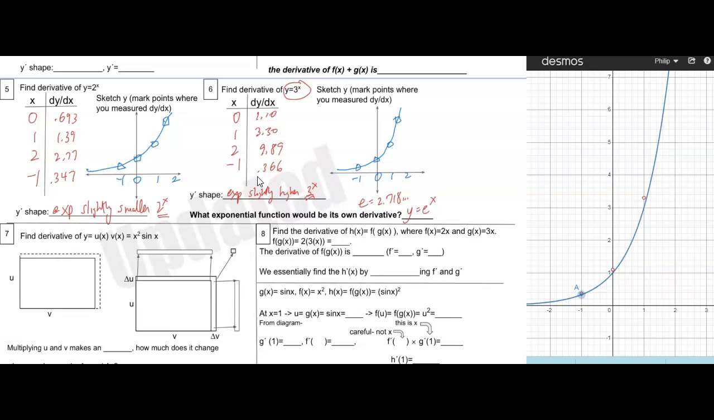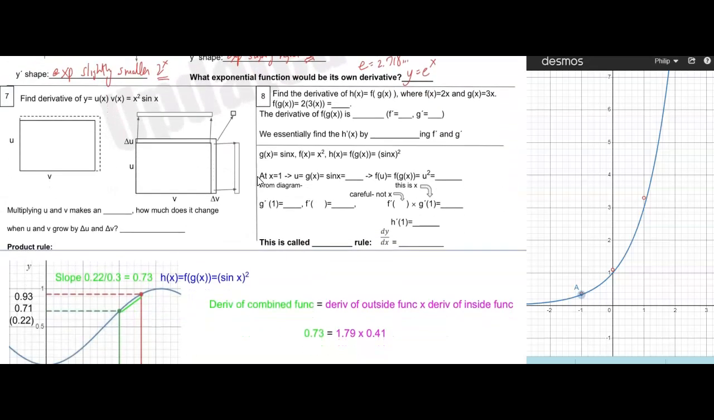So that is why the e to the x exponential function is special, because it's the function where if you take the derivative of it, you're going to get the exact same function back. So that's definitely special. Okay? All right, so that is box 6, and let's move on to box 7.